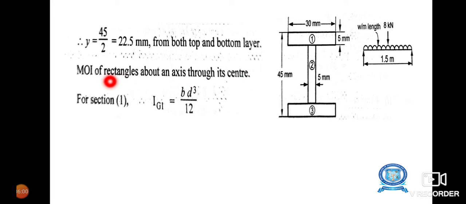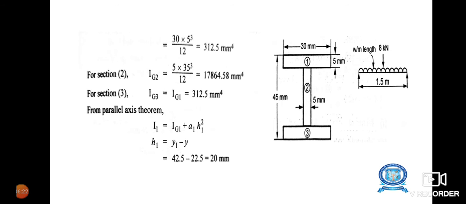So next we have calculated moment of inertia. For section 1, moment of inertia of section 1 is equal to b d cube divided by 12. That is the moment of inertia formula, b d cube divided by 12. So we have mentioned for section 1, b1 d1 cube divided by 12. That you can also easily calculate.